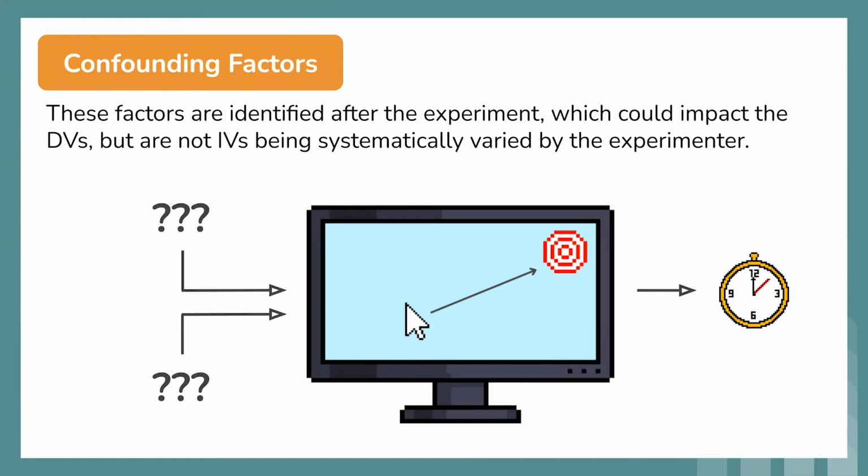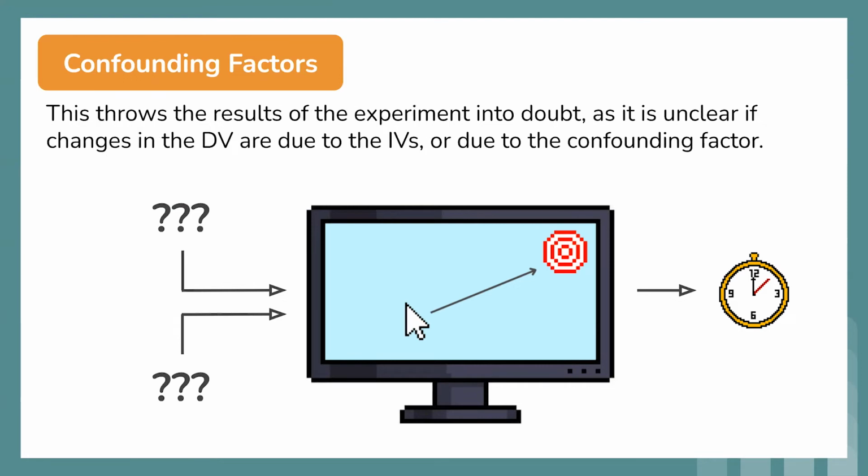Let's consider confounding factors. These are factors which are identified after the experiment has been conducted, which could have impacted the dependent variables, but they are not independent variables that were being systematically varied by the experimenter.